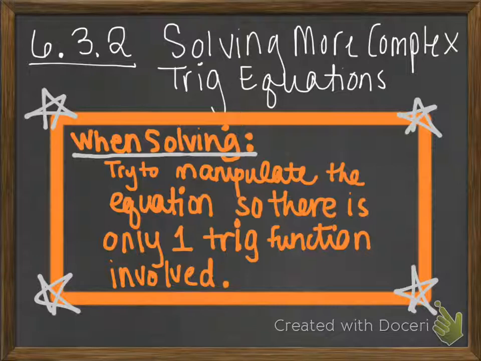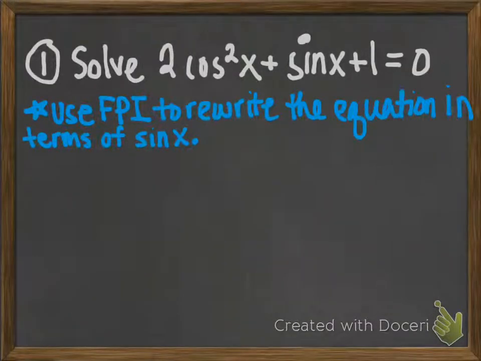When solving, try to manipulate the equation so there's only one trig function involved. So when you see sine and cosine within the same equation, try to put it all in terms of sine or in terms of cosine, because that's just going to make it easier for you to substitute and solve. Okay, so this is just kind of extending what we did a couple of days ago. All right, so here's the first example.